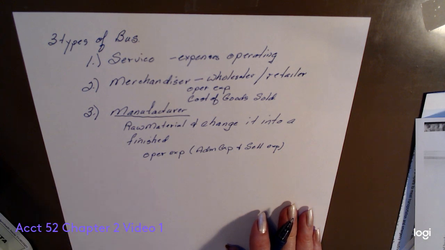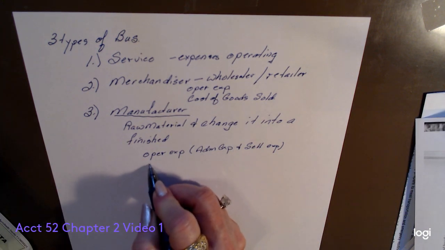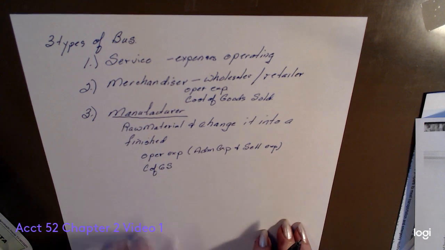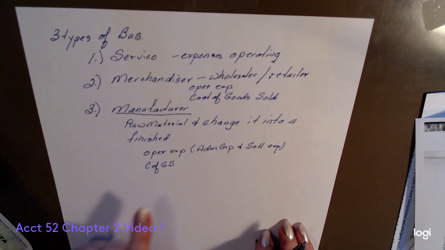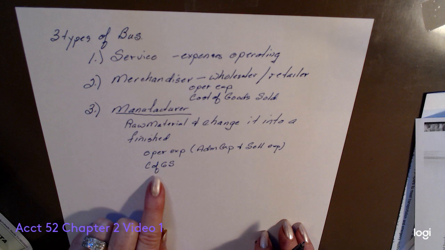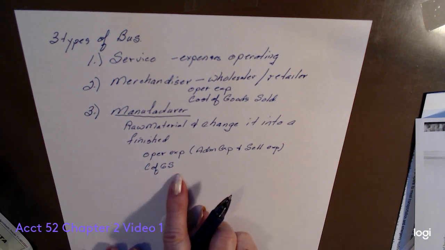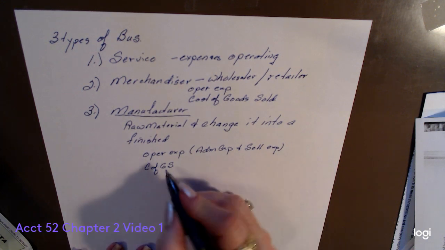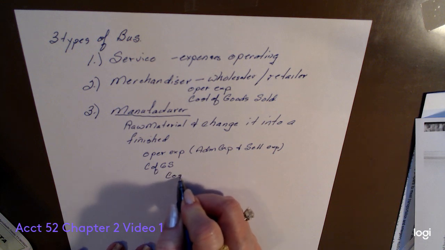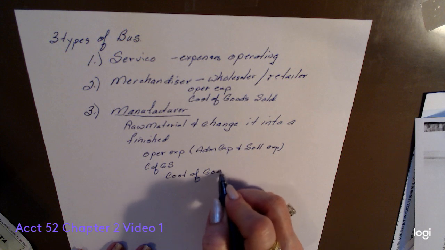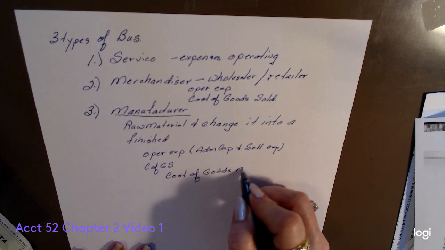And we also have our cost of goods sold, but we have to manufacture them. So what we're interested in for a manufacturing company is not only the cost of goods sold, but the cost of goods manufactured.